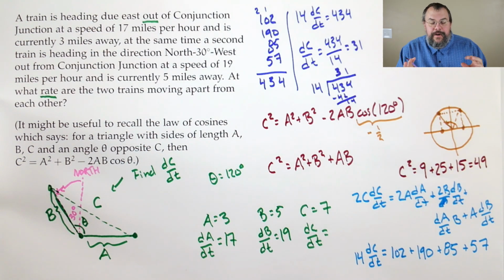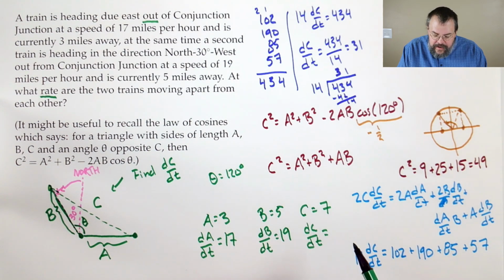I know I was really quick there, but oftentimes if you had this kind of a question, I suspect we'll let you use a calculator on this one. So our final answer is dc/dt is 31.